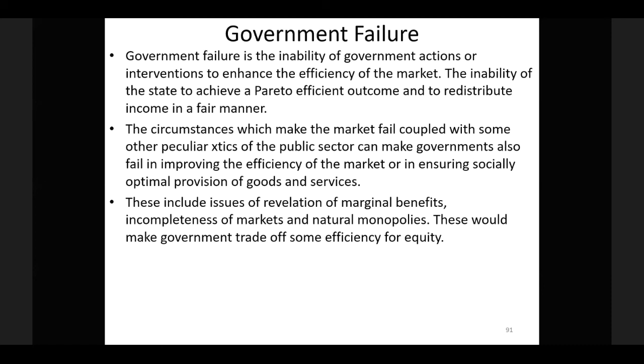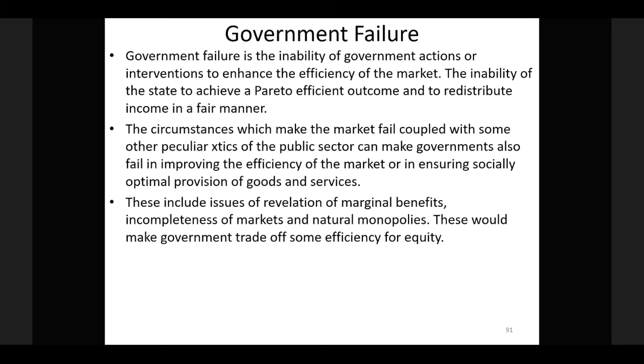So these issues that make the market fail, some of them include revelation of marginal benefits. For the market to work, marginal benefits for a good must be revealed. Once it is revealed, it gives impetus to the private sector to know the payments or what people are willing to pay for such.